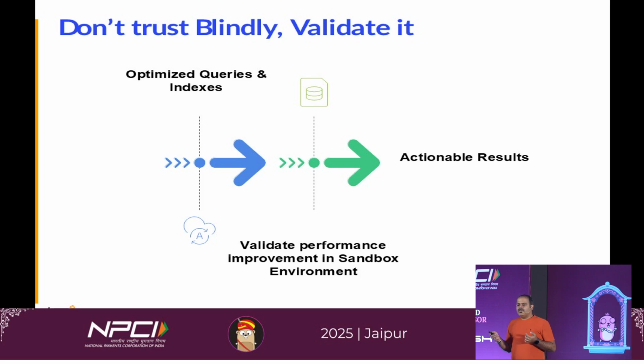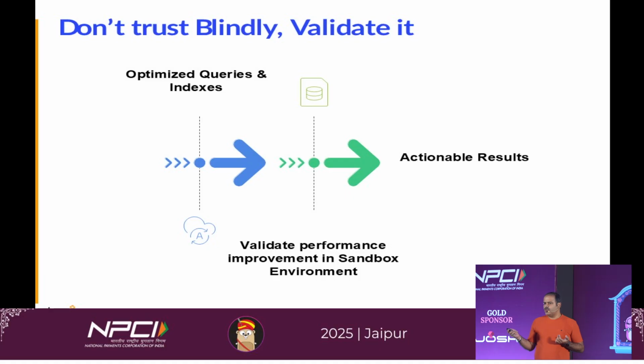And finally, you just don't trust your AI agents and LLM agents to generate the right output always. How do you validate it? Whatever output these AI and LLM agents give, you have to validate it. You have to make sure that it is working as expected, that it is not changing the meaning or the semantics of your query. And finally, once you validate it, then you have some actionable results that you can actually work on.